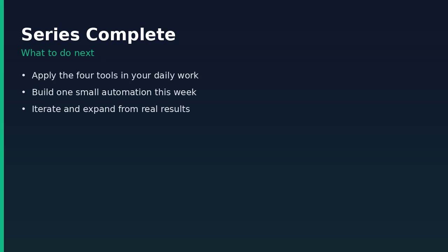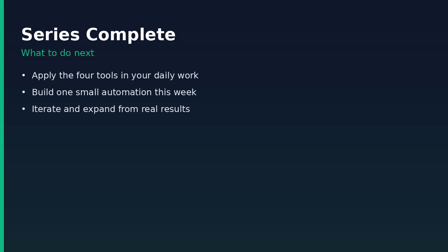Human-in-the-loop design. For any output that will be seen by clients or used for decisions, keep an explicit approval step. The automation prepares the material, a person decides whether it is ready. This preserves quality and accountability while still removing the mechanical work.